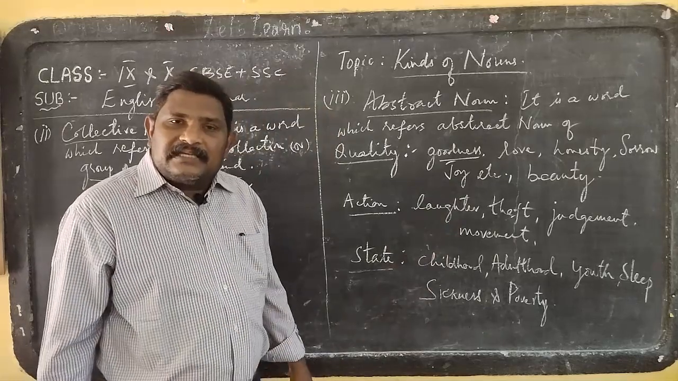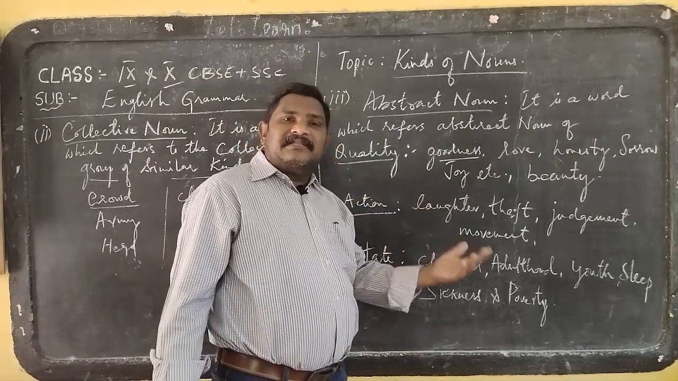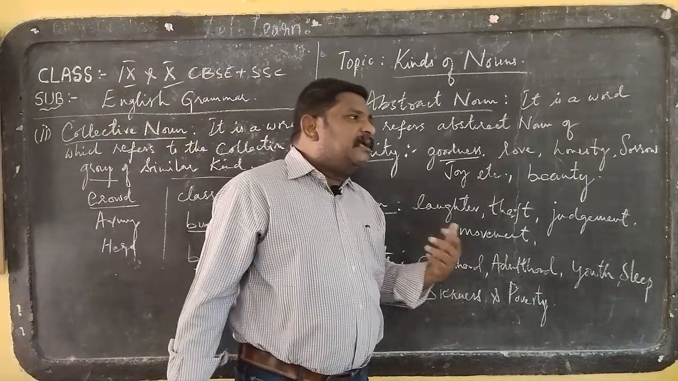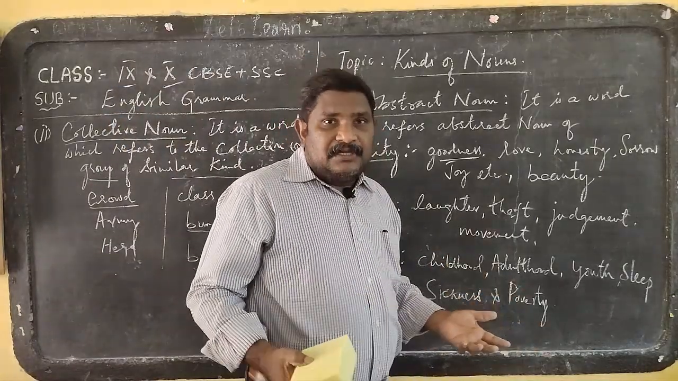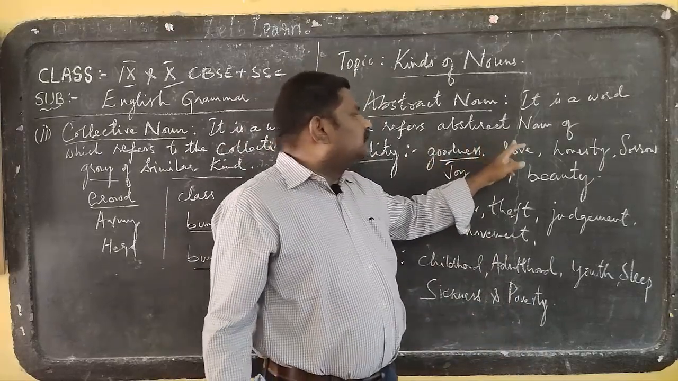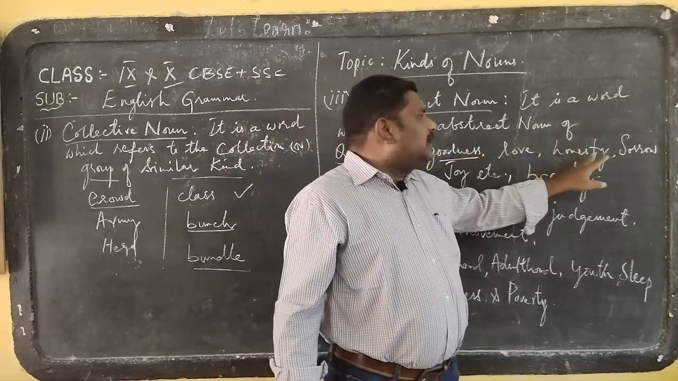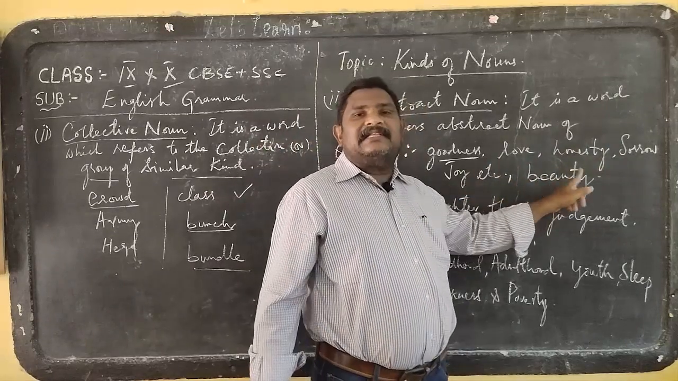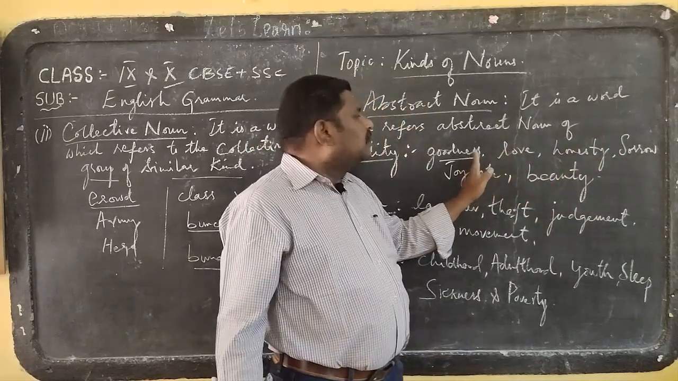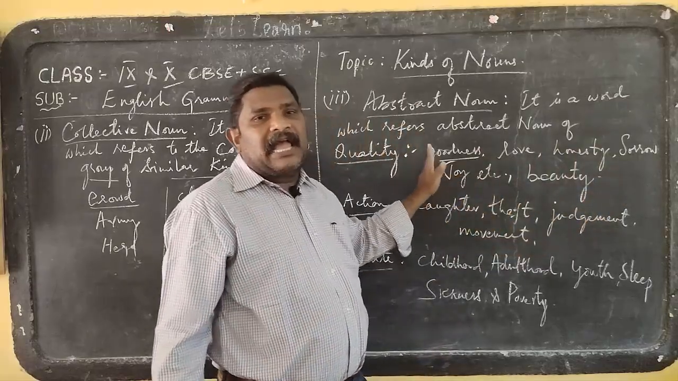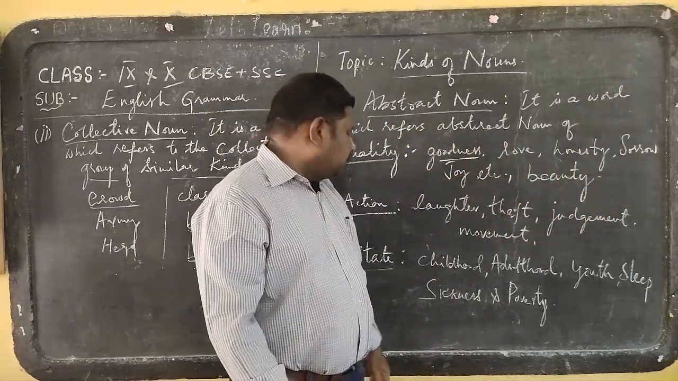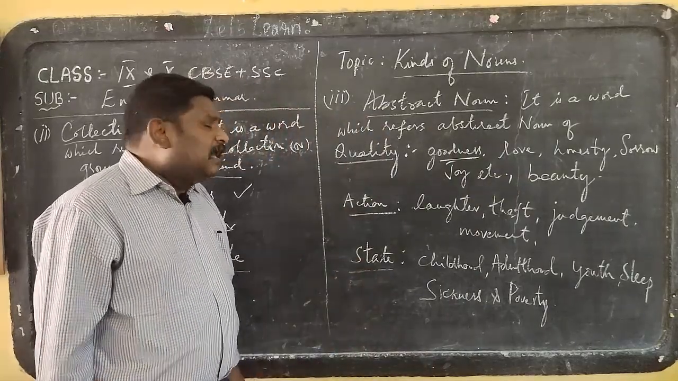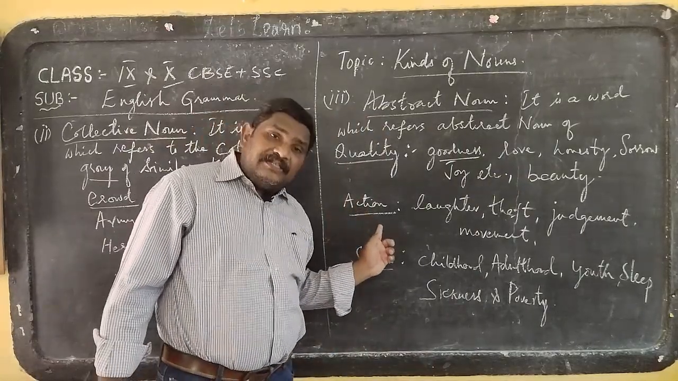Joy. Joy is happiness, again something which cannot be seen or touched, but which can be felt. So all these words, goodness, love, honesty, sorrow, joy, beauty, and so on, fall under the category of abstract nouns. Children, this is the abstract noun of quality. Let us come to the abstract noun of action.